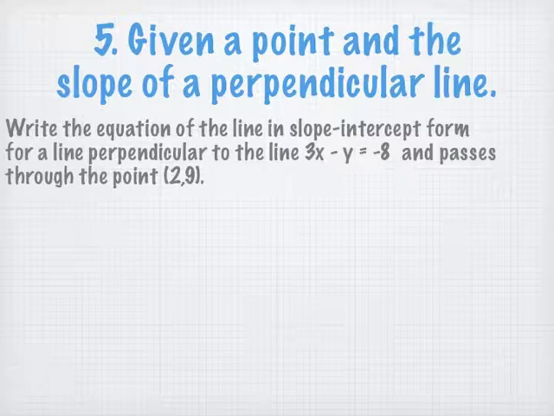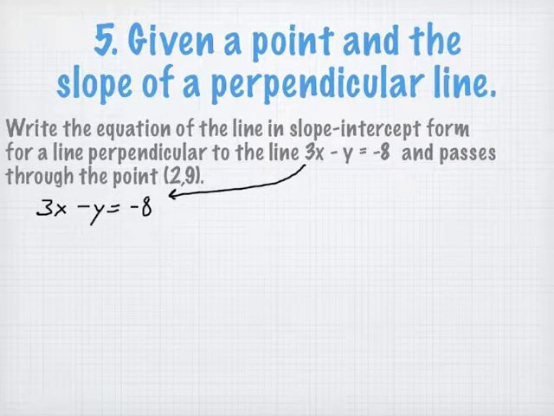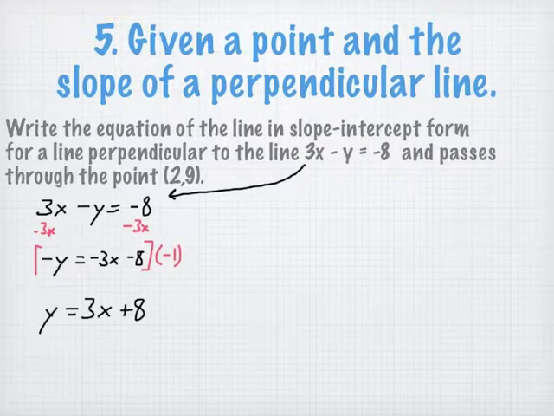In this final example for tonight, you're looking to find the equation of a line, only in slope-intercept form in this case, of a line that's perpendicular to this given line and passes through a certain point. And so we'll use this perpendicular line information to find the slope of the line that we're looking for. Let's rewrite this equation into slope-intercept form so that we can easily find the slope. And so we have a slope of 3.